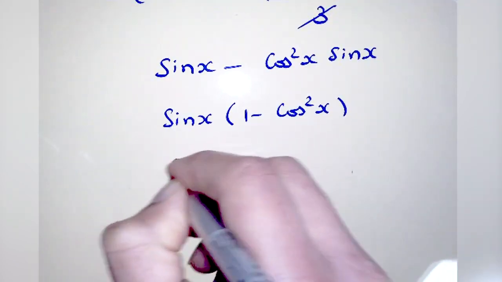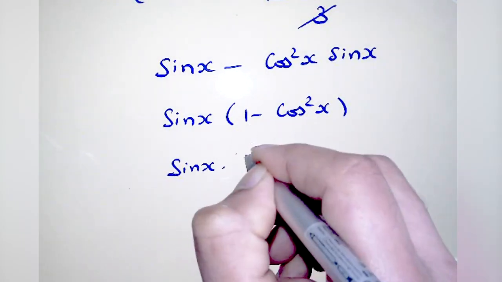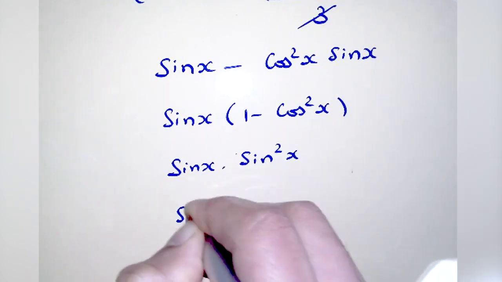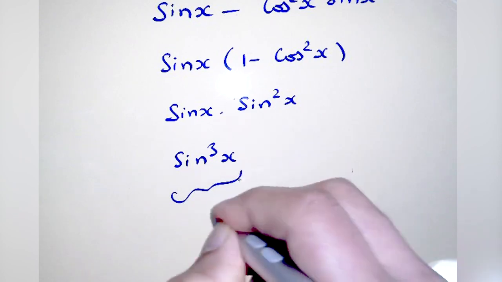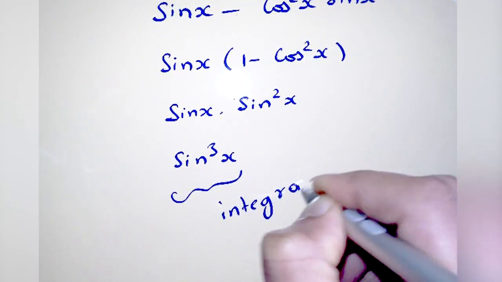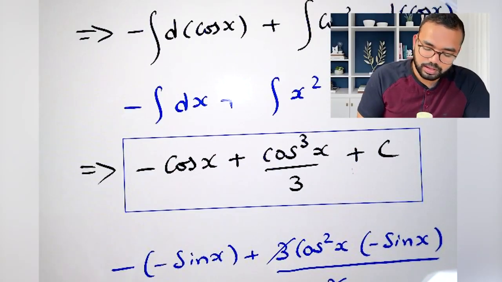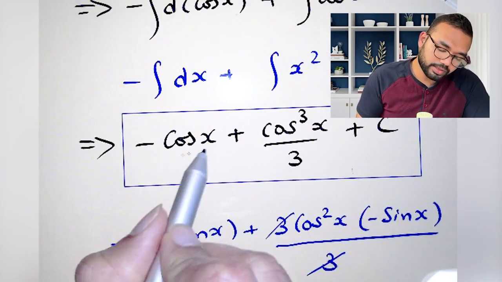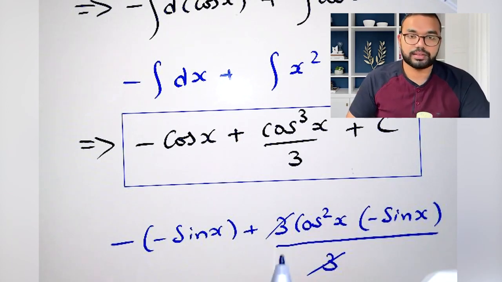So sine x times 1 minus cos square x is sine square x times sine x, and this is sine cube x. This is our initial integrand. So we got our integrand when I differentiated the answer. So this says that our answer, minus cos x plus cos cube x divided by 3 plus c, is the correct answer.